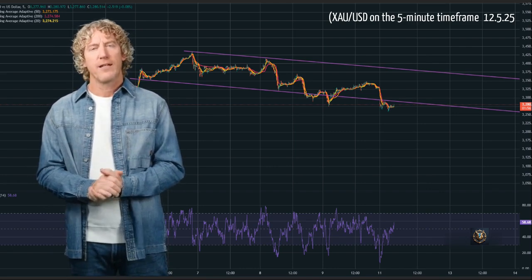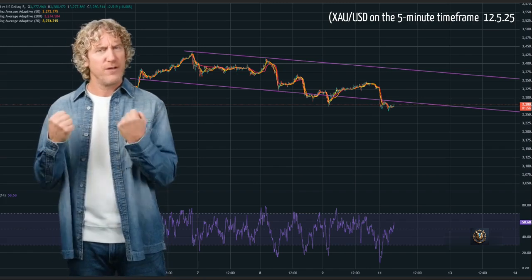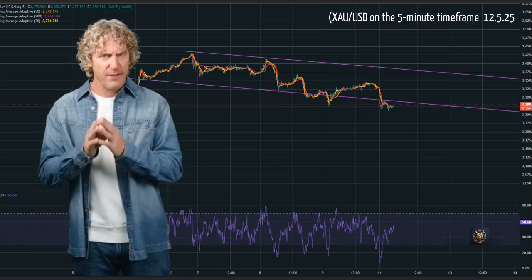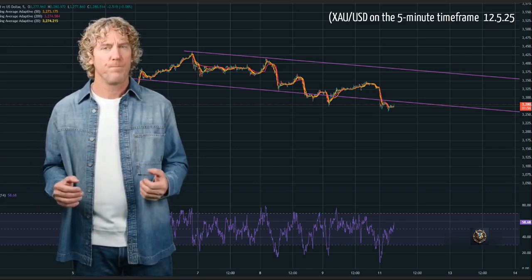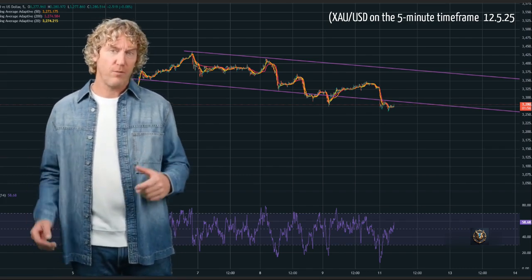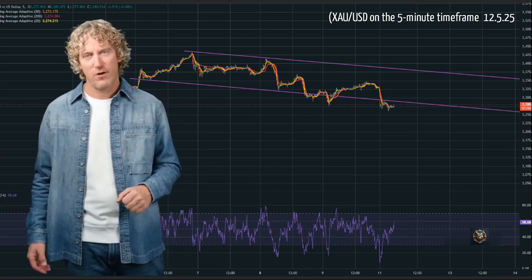Summary. Trend: bearish channel. RSI: neutral bullish, 58.68. Price position: near lower channel. Moving averages: clustering below price. Bias: cautiously bullish short term, bearish overall.